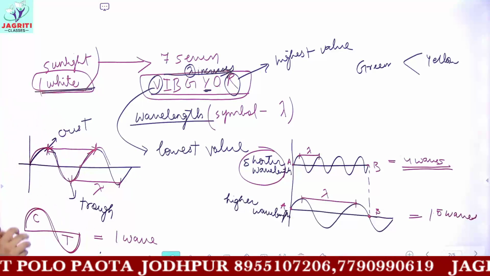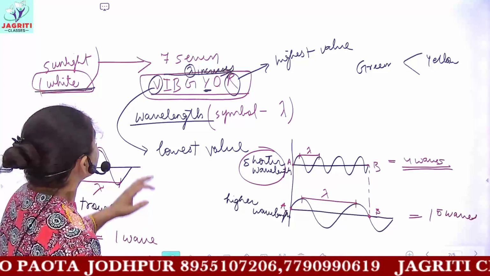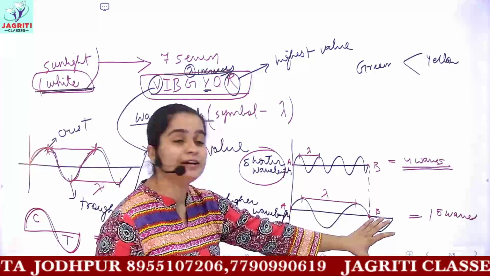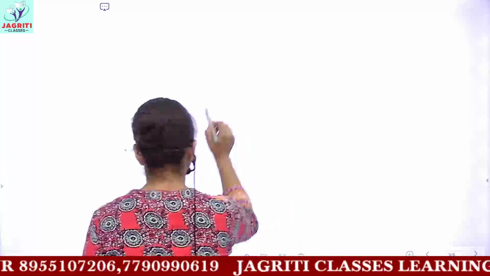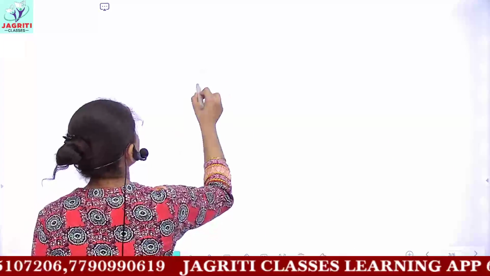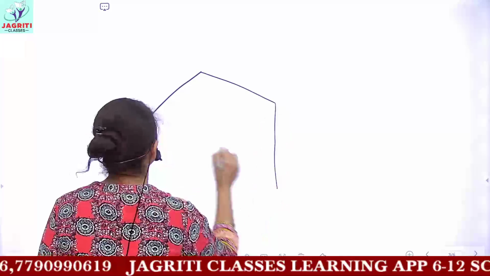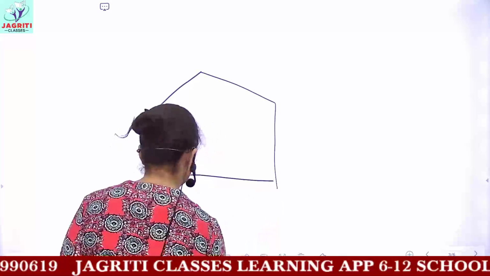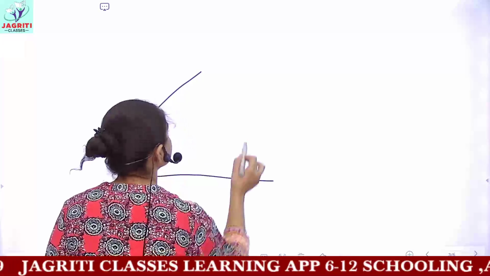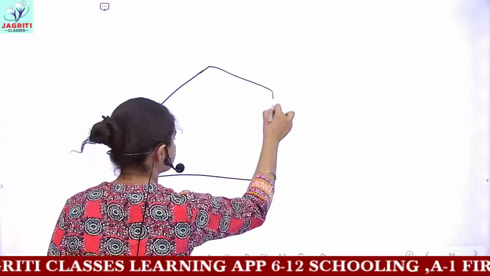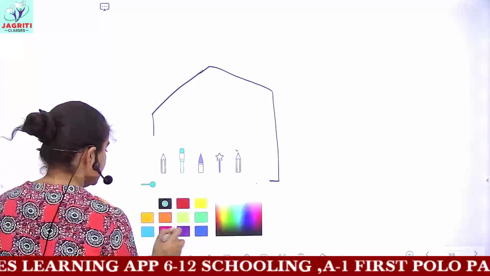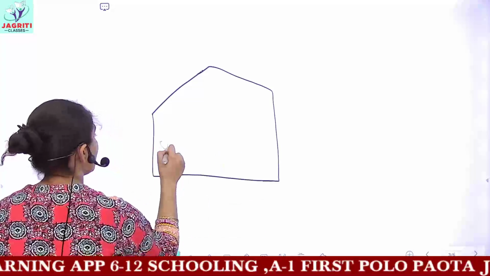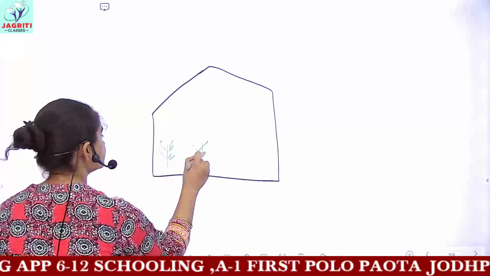What I want to explain to you is that the light which has longer wavelength would be reflected back. So let's see. This is a greenhouse, the greenhouse structure which we had, which is made up of glass. Let's suppose this is a structure made up of glass, and inside it you have a variety of plants.